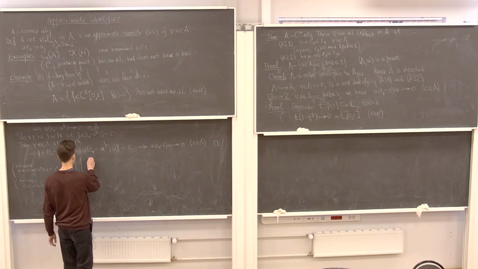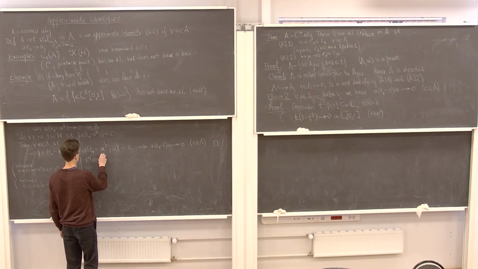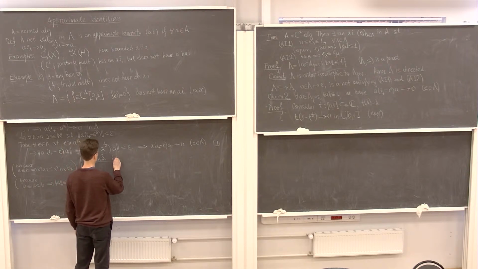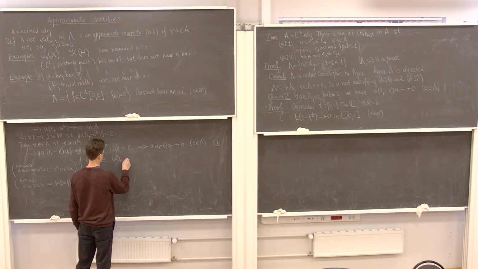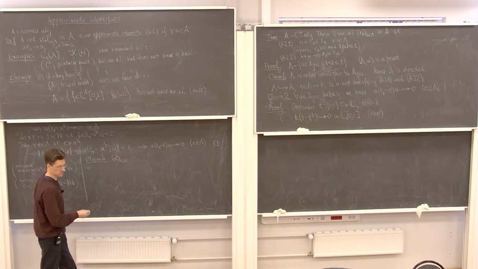And now claim 3, this is our final claim. Our net, which is indexed by itself, is an approximate identity.